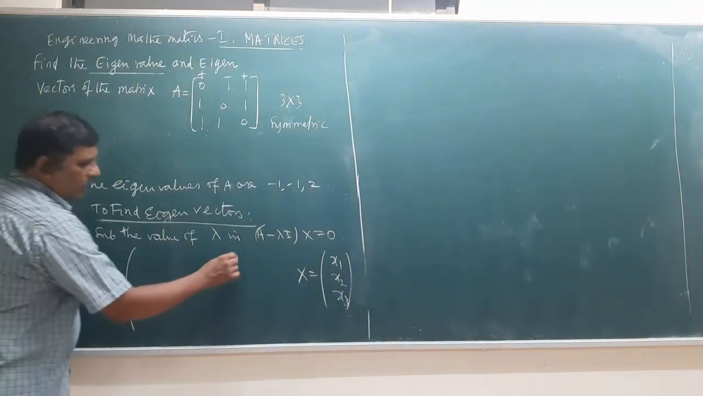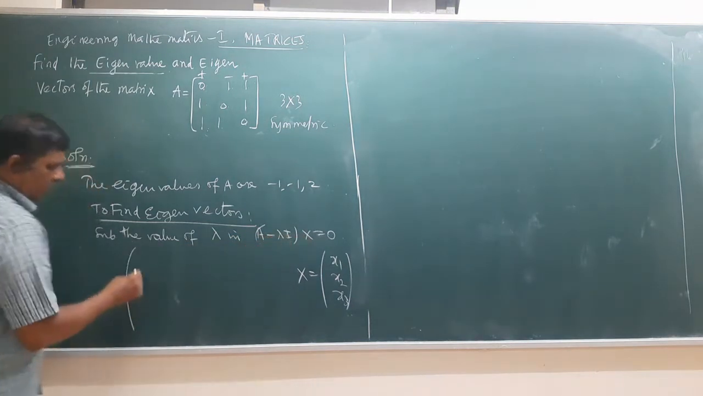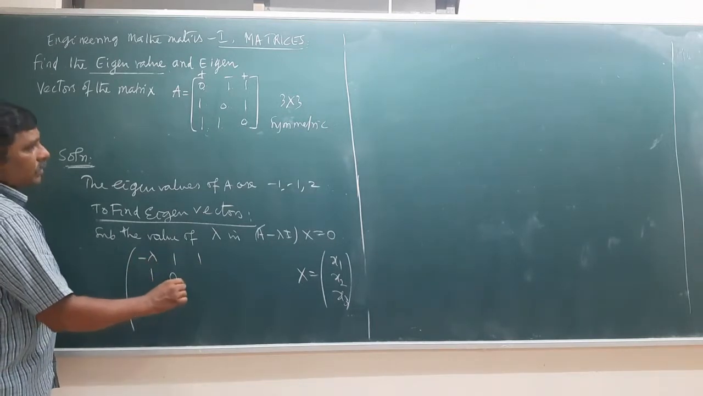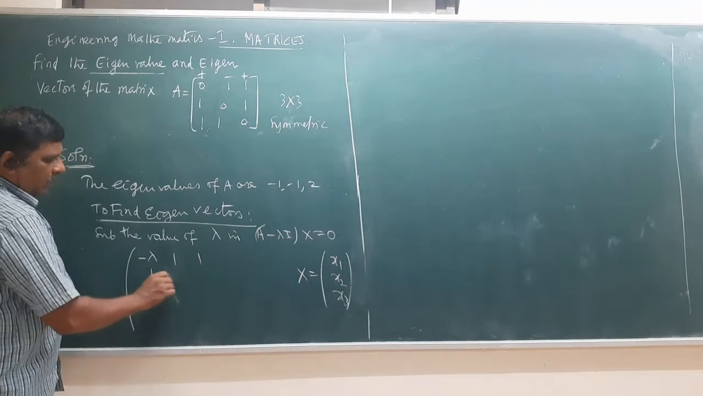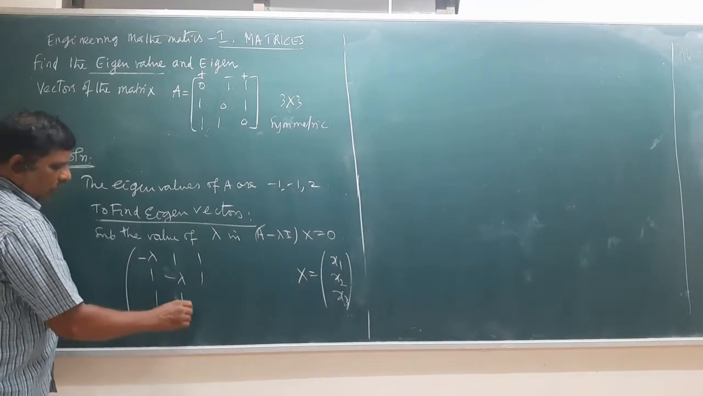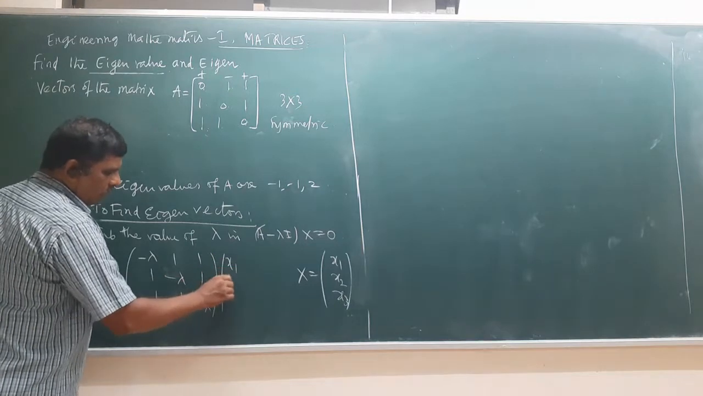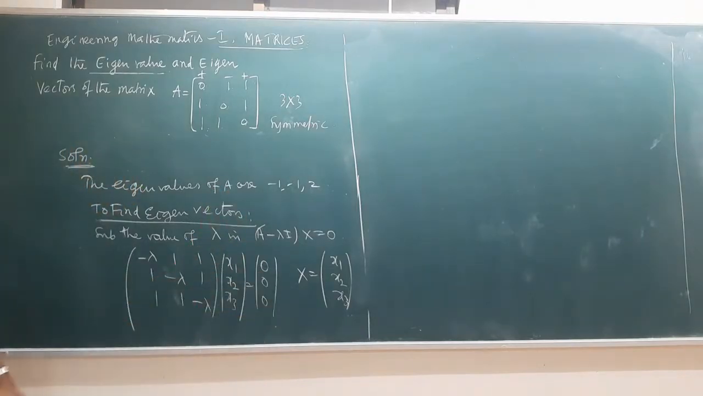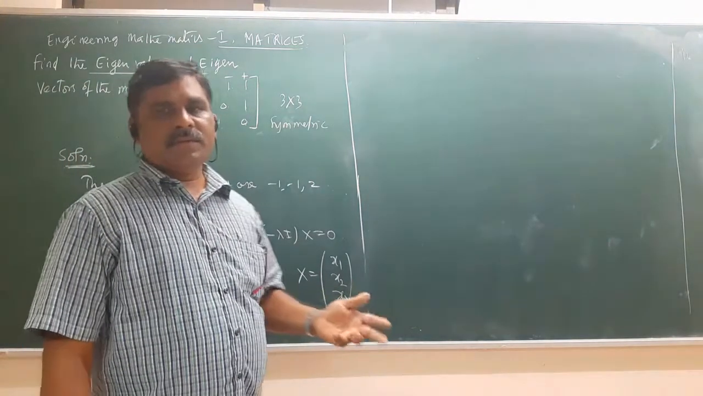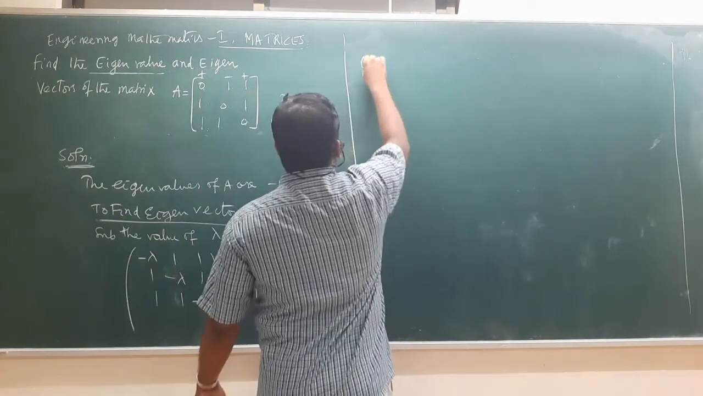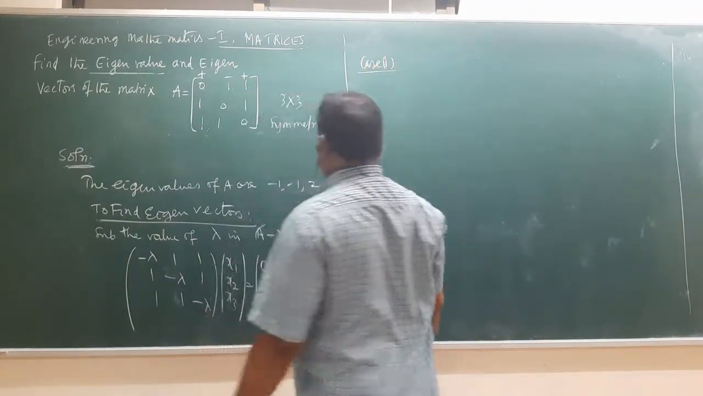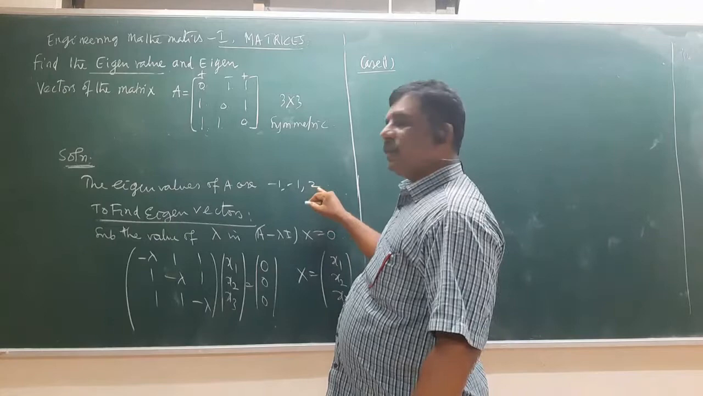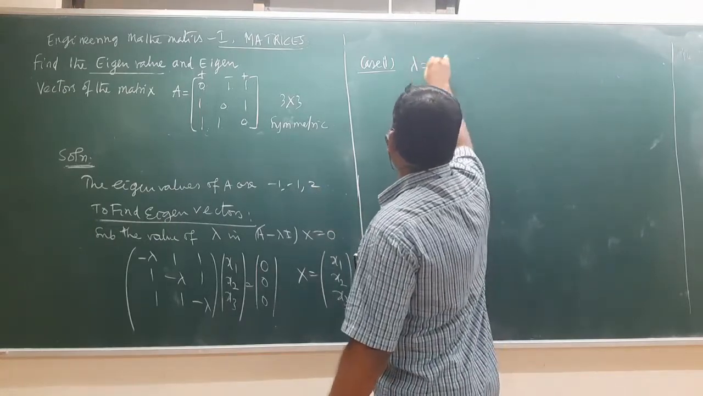So how can we write that A minus lambda I into x? That is minus lambda 1, 1, 1 minus lambda 1, 1, 1 minus lambda, times x1, x2, x3 equal to 0, 0, 0. Now we will discuss case 1, case 2, case 3. Case 1. See, the first two values are repeated. Okay, so take the different value, case 1, lambda equal to 2. First we take that lambda equal to 2.